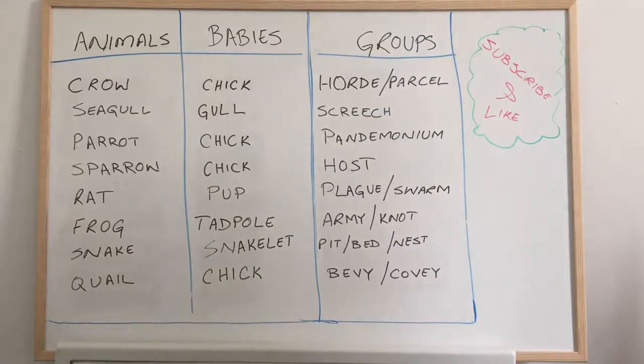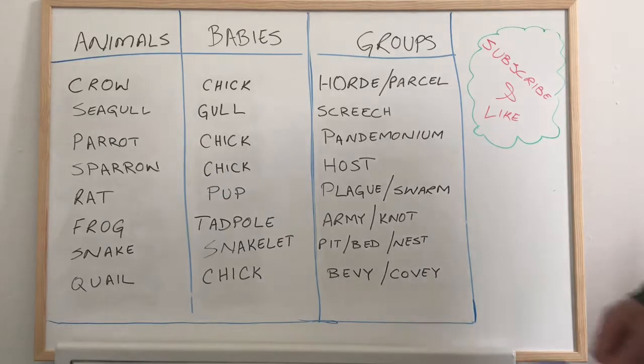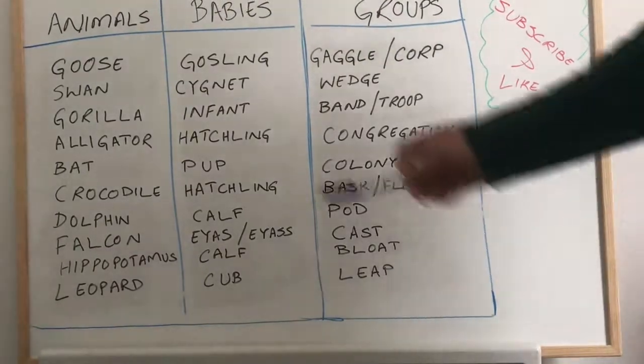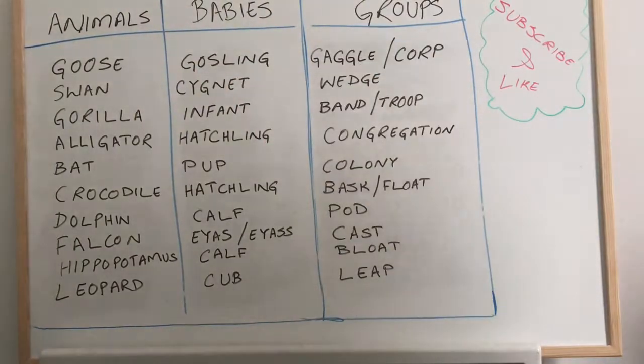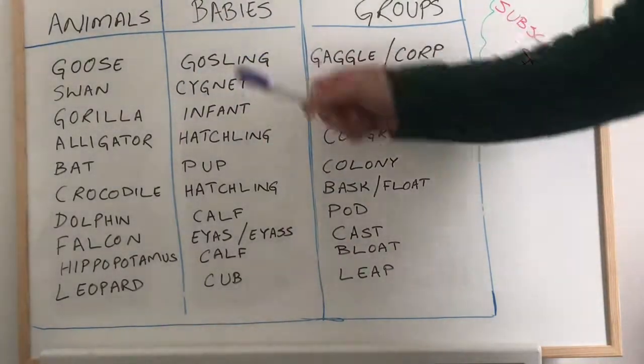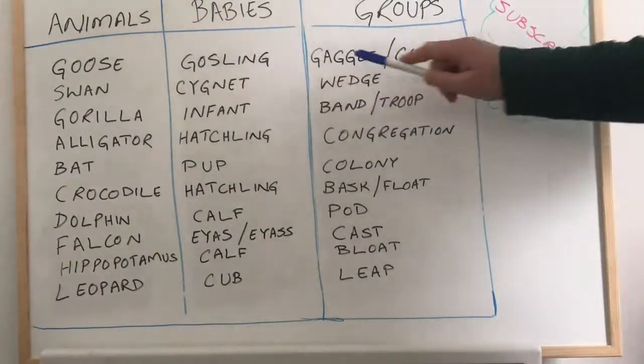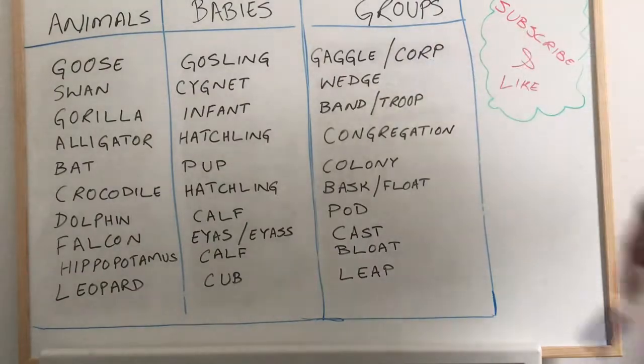Quail. A baby quail is called chick, and a group of quails is called bevy or covey. Goose. A baby goose is called gosling. And a group of geese is called gaggle or corp.